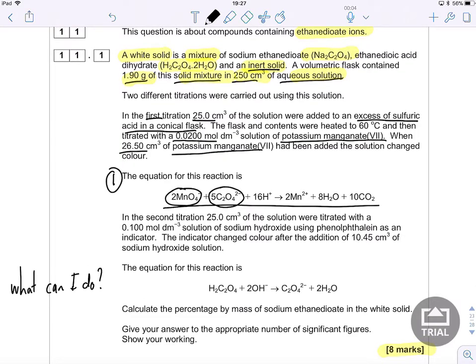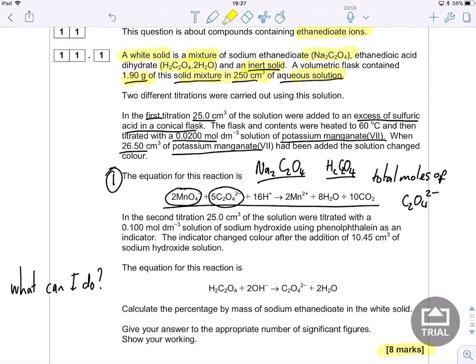Those ethanedioate ions are going to come from the sodium ethanedioate and the ethanedioic acid. So this first equation is going to give me the total moles of ethanedioate ions in the solution. So it's coming from those two substances there.